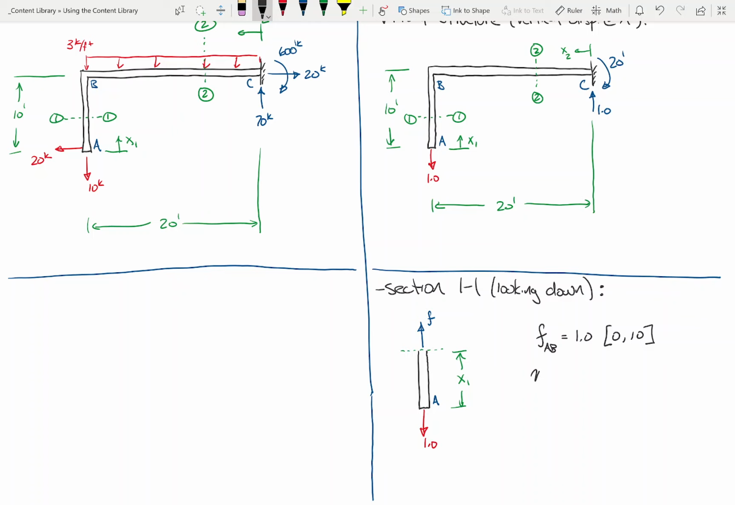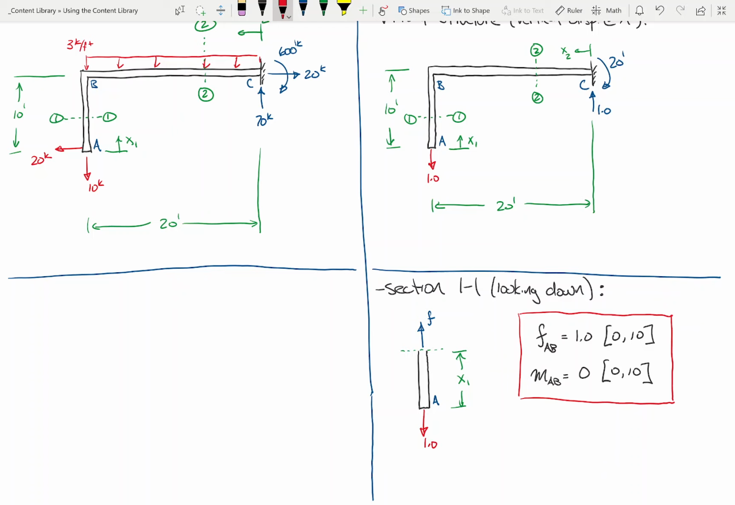What is, by the way, the moment in this member? 0. There is no moment in this member. This member's not being bent at all, right? So this is 0, from 0 to 10. Okay? Everybody okay with that? Because, I mean, if I sum moments at the cut, there are no forces generating any moment. So there's no moment right there.